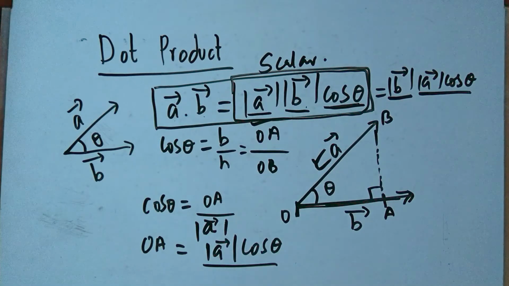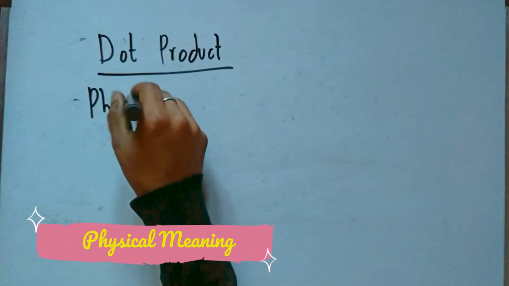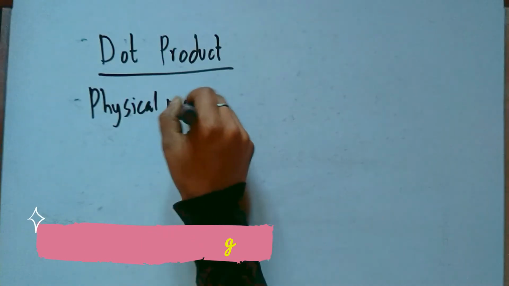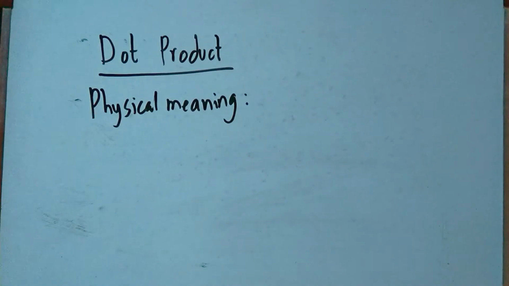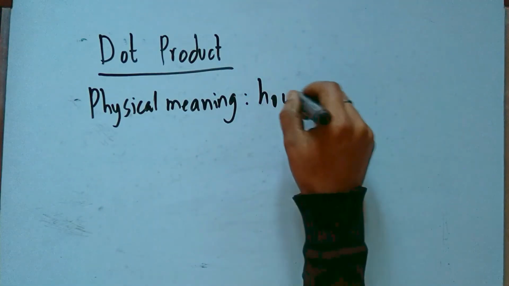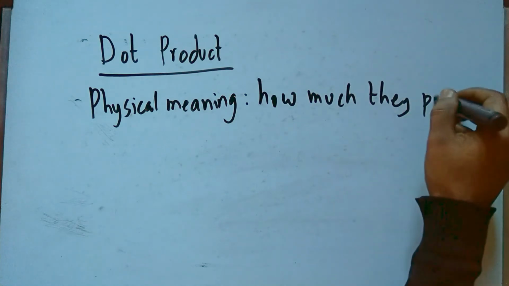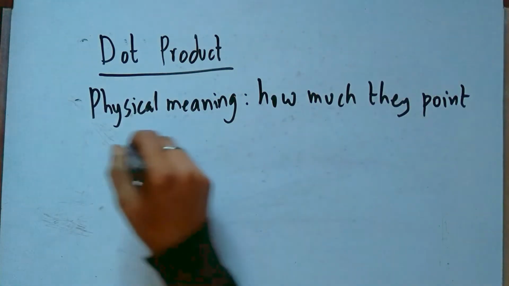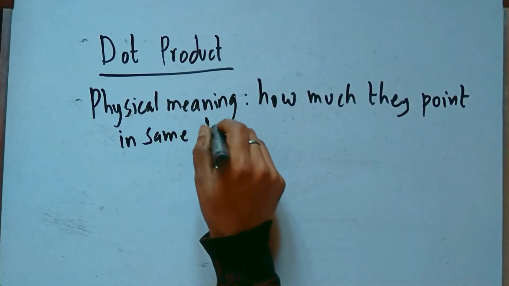So why do we carry out dot product? Why do we need dot product? So physical meaning of dot product is how much they point in same direction.